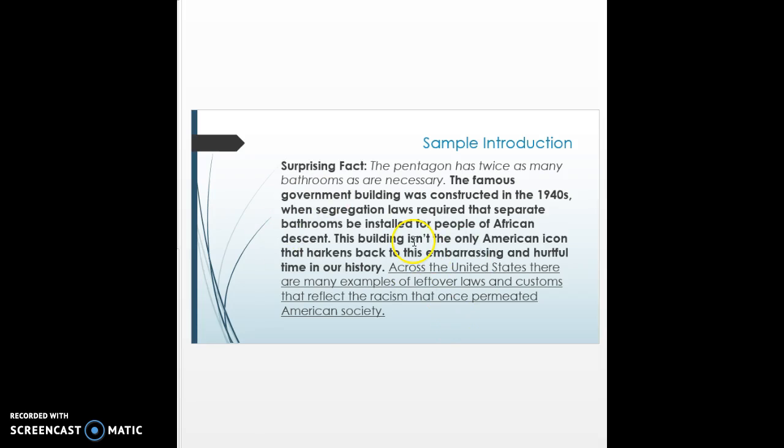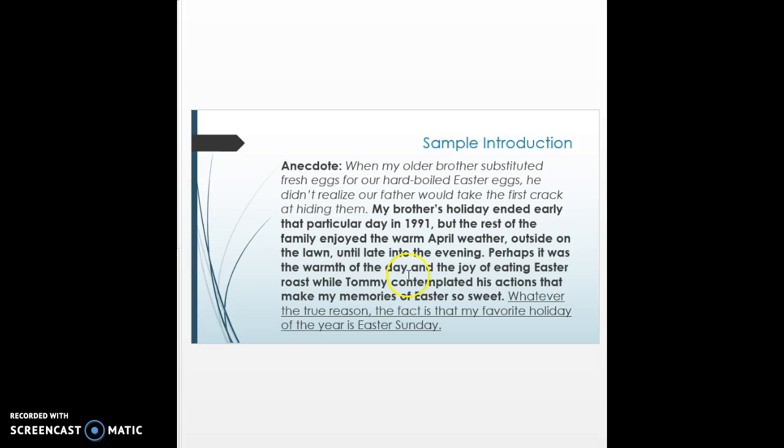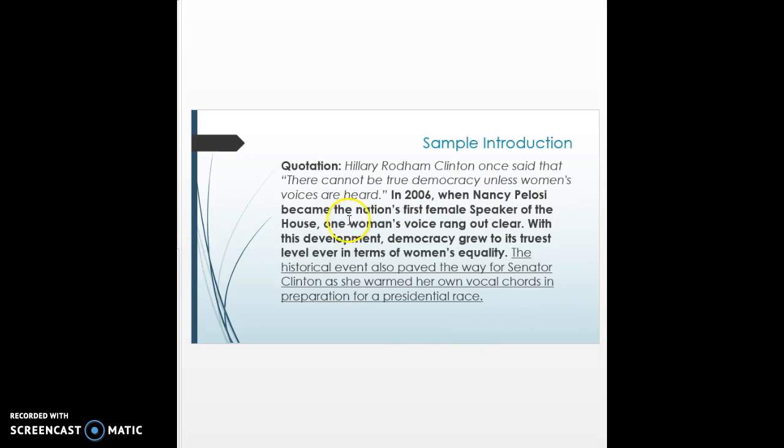Here's one for a surprising fact. Then we looked at one for an anecdote. We also looked at one for starting off your essay with a quotation. After we got done looking at these samples, we then spent some time looking at common introductory paragraph errors that students use. And we looked at 6 specific paragraphs, and we identified which ones had the problematic errors.